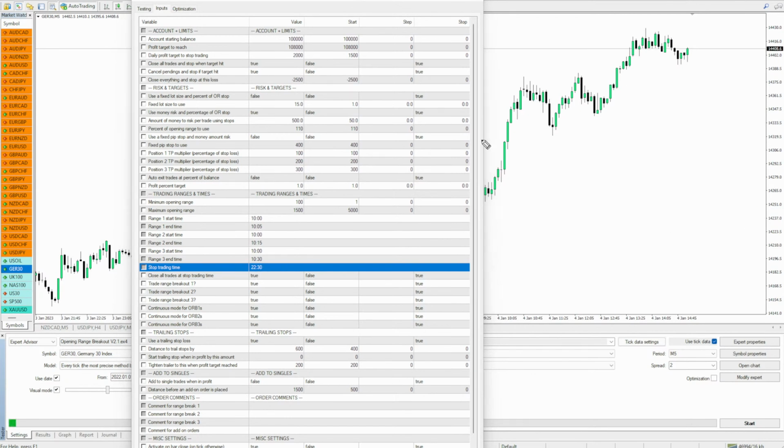So I want it to trade all day. I want it to just continuously trade the DAX until it either hits my profit target or it hits my loss. I want to try and get that every day as much as I can, or as close as I can to it. So I'm telling it to trade all day.